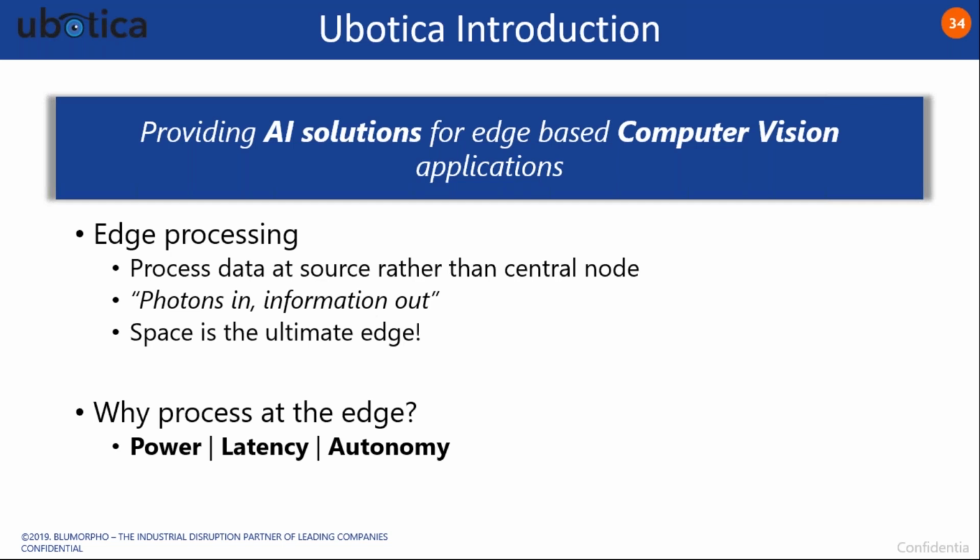And as I say here, space is the ultimate edge because we do a lot of our work focused on the space industry. But why do you want to do this on the edge? There are 3 highlights there. We say power. You consume less power if you do it where the data is actually generated. You have fast response times. And you actually have autonomy. You're not dependent on any other pieces in the infrastructure. And of course, the other aspect here, which you don't highlight too much, is actually security, where you control the information that actually leaves the edge device.